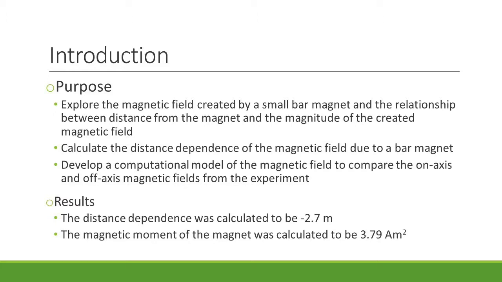My results showed that the distance dependence was negative 2.7 and the magnetic moment of the magnet was 2.79 amps meter squared. In this video, I will address the fundamental principles, measurements, calculations, results, and Python code I used in the lab which allowed me to obtain these results.